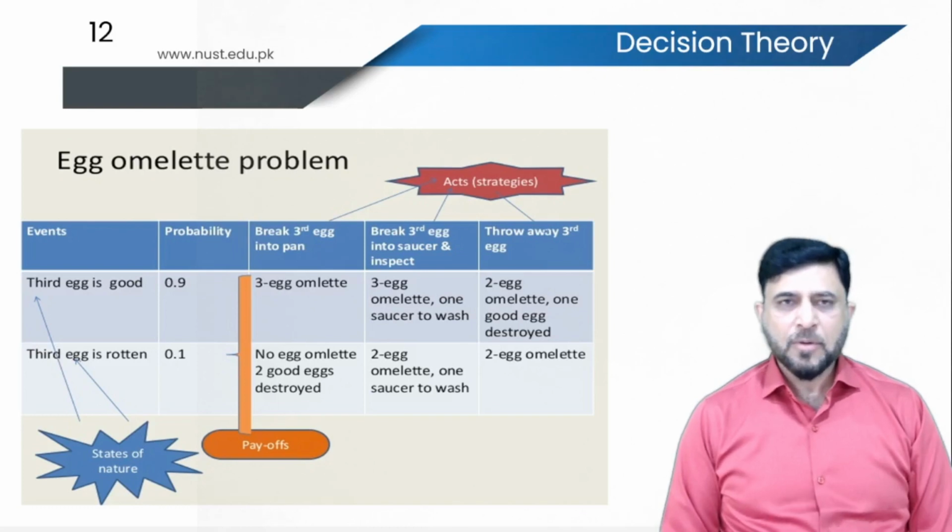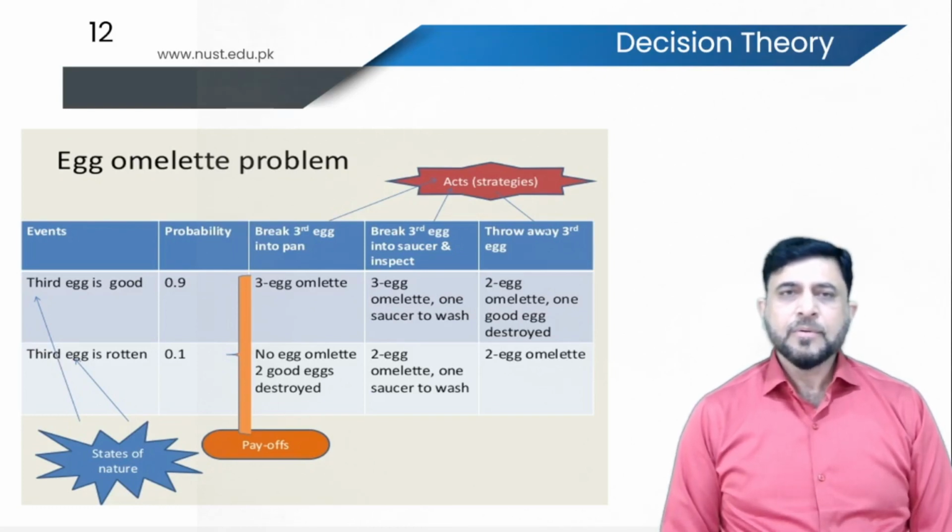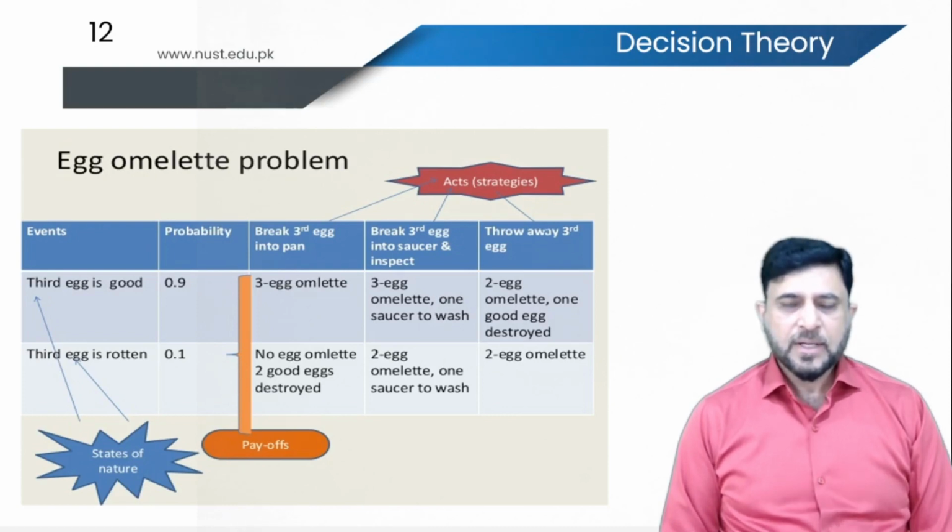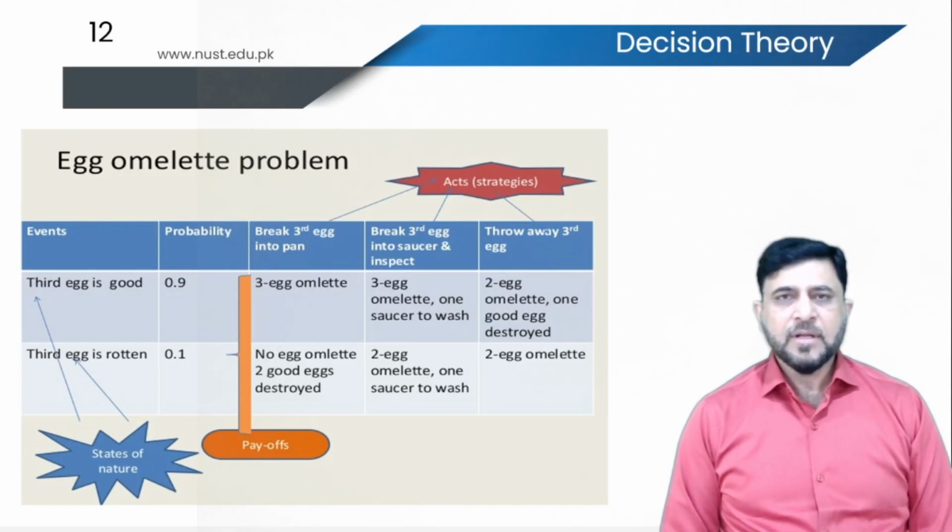Either you drop the third egg in the same pan. Number 2, you take a separate saucer and break that egg into that saucer and inspect it. And third one, throw away the third egg. So, what will be the outcomes then? What will be the payoffs then?